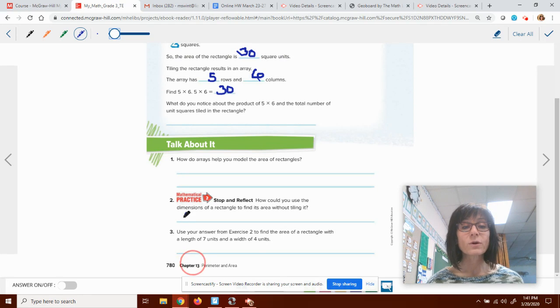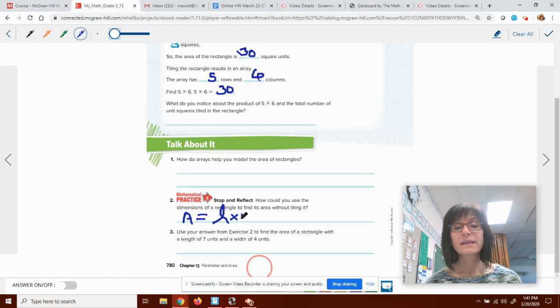This is the formula. Area equals length times width. Generally, you're going to see it in cursive. It's going to look like this.